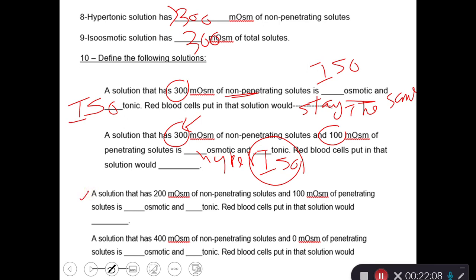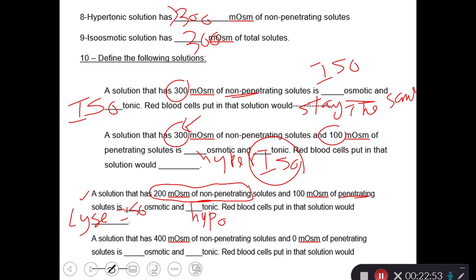Okay, a solution that has 200 milliosmoles of non-penetrating solutes and 100 milliosmoles of penetrating. My total is 300. So this is isoosmotic. How about tonic? For tonic, I look only at the non-penetrating molecules, and they are 200, so they are less than 300. This means this solution is hypotonic. If you put the cell in such a hypotonic solution, what would happen? The cell would swell and lyse.